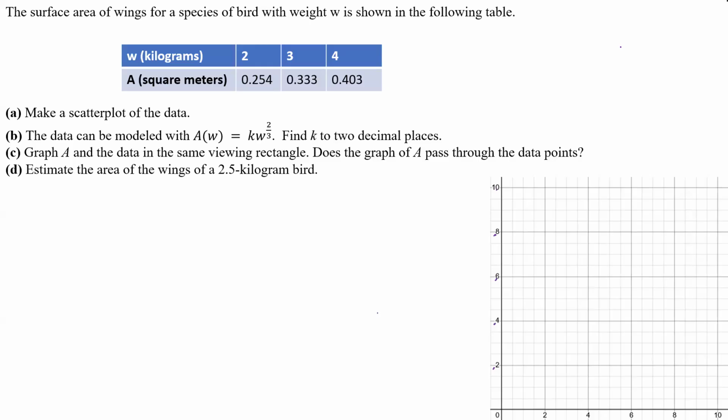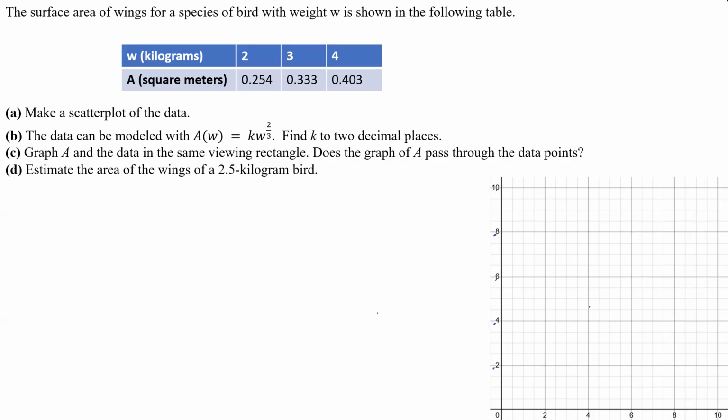All right, so here's the surface area of wings for specific species of birds with weight W, as shown in the table. We have kilograms and square meters. We're supposed to make a scatter plot of the data. First things first, I have put in decimal places: 0.2, 0.4, 0.6, and then we still have to do 2, 3, 4.